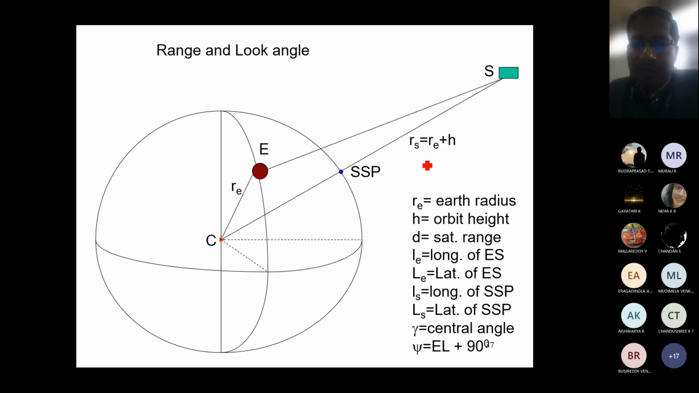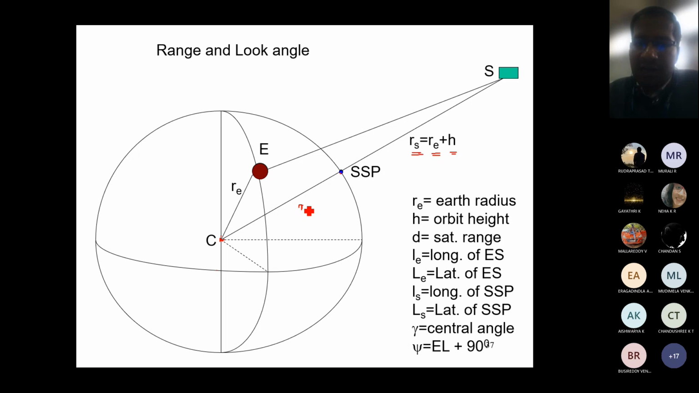Now RS is called the orbital height of the satellite. That is the summation of RE plus H, where RE is the Earth radius. You can see from this point to any point on the surface, that is your RE.